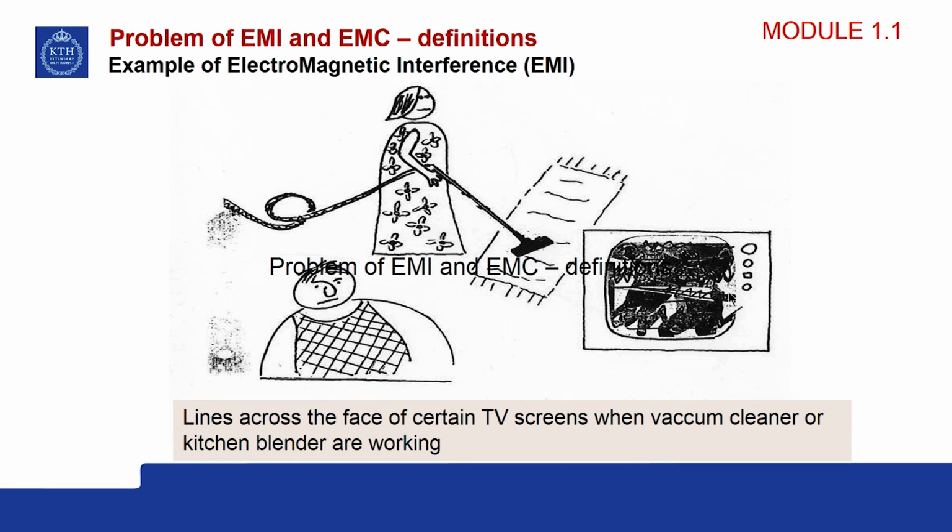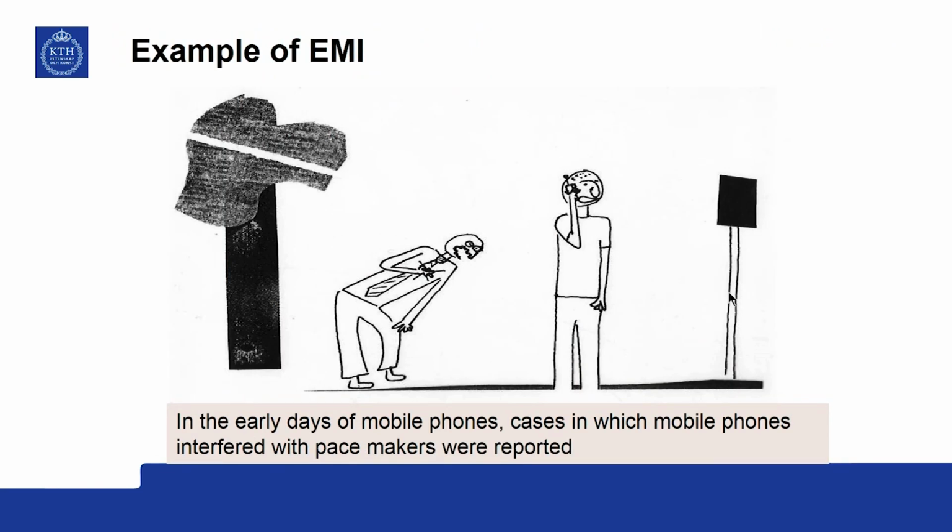So this is one example. It can be a kitchen blender or any other, or an electric drill, or anything having a motor can produce this type of disturbance. So this is a fairly less harmful form of electromagnetic interference. Sometimes in the early days of pacemakers, there were some worrying forms of interference. For example, when someone was talking over early versions of mobile telephone, it interfered with pacemakers of patients. So that is a more serious form.